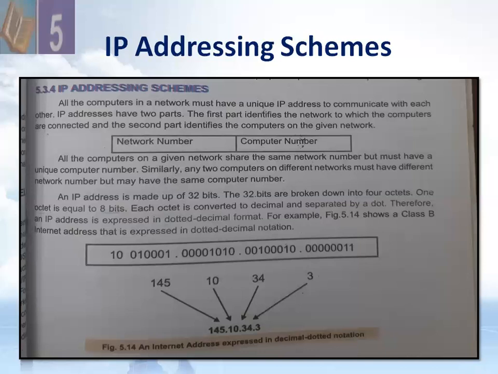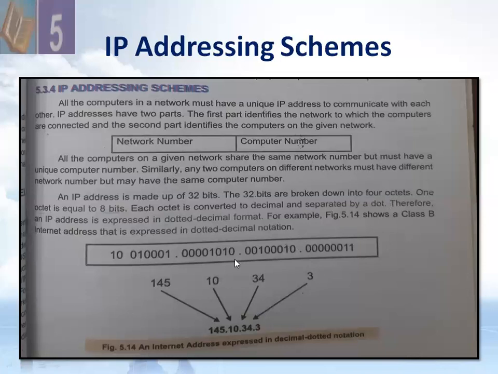So an IP address is made up of 32 bits. The 32 bits are broken down into 4 octets. One octet is equal to 8 bits. Each octet is converted to decimal and separated by a dot. Therefore, an IP address is expressed in dotted decimal format. For example, you can view in the diagram a class B internet address expressed in dotted decimal notation.